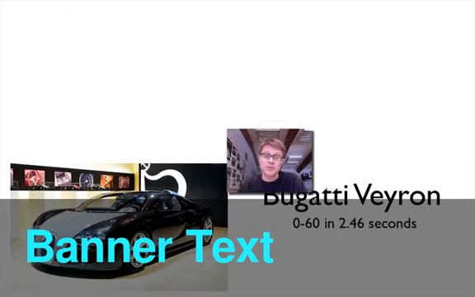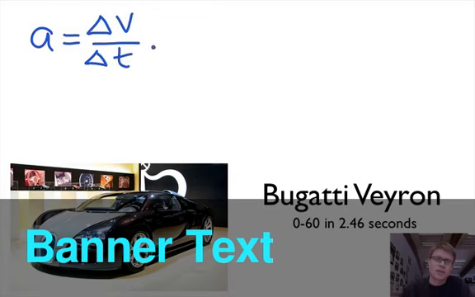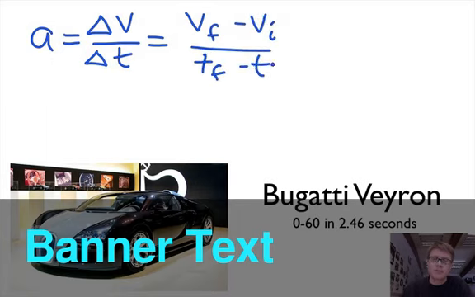Let's try an actual problem to see how you would solve a problem like this. This is the Bugatti Veyron, which is made by Volkswagen, and it's the fastest production car that you could buy, which, if you had a bunch of money, goes like 250 miles an hour. And so let's try to do an acceleration problem. So acceleration, remember, is the change in velocity over the change in time. So let's figure out if it can go from 0 to 60 in 2.46 seconds, what kind of an acceleration are we talking about? So again, that's going to be VF minus VI over TF minus TI.